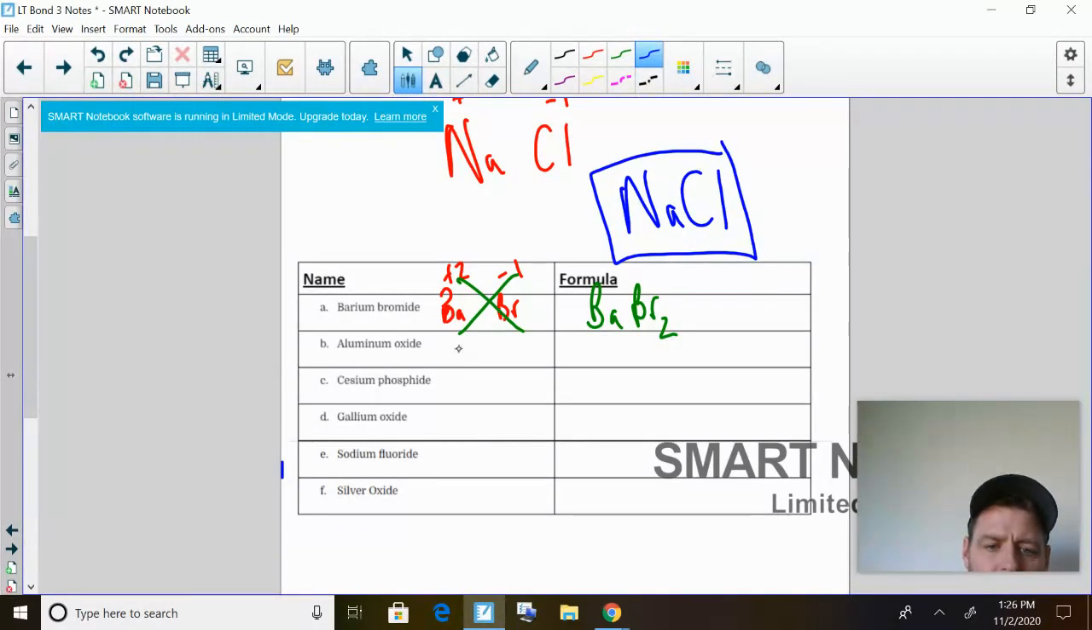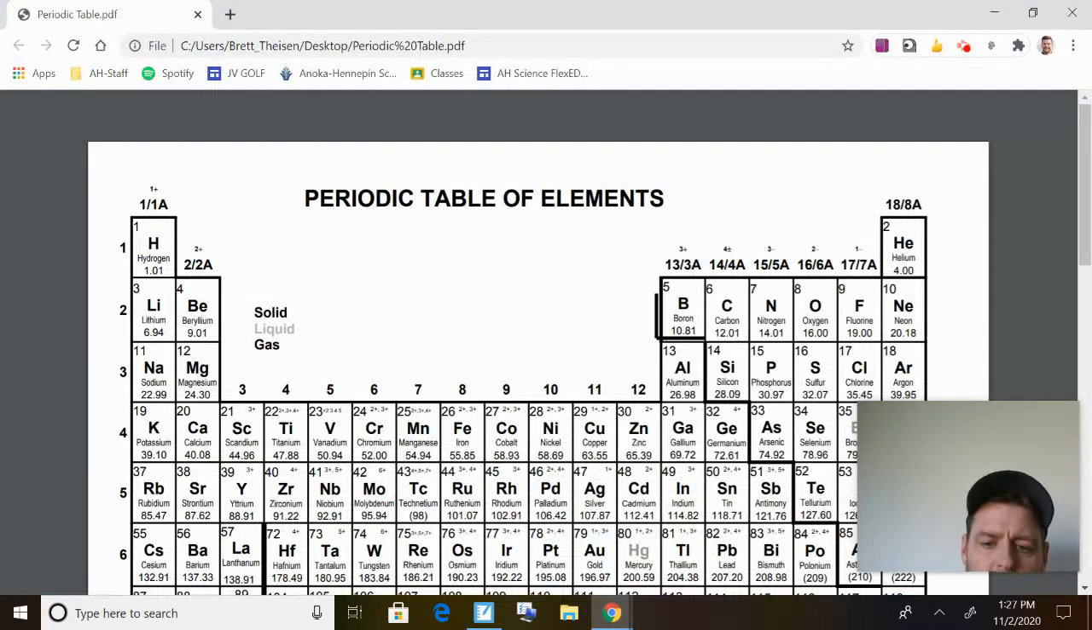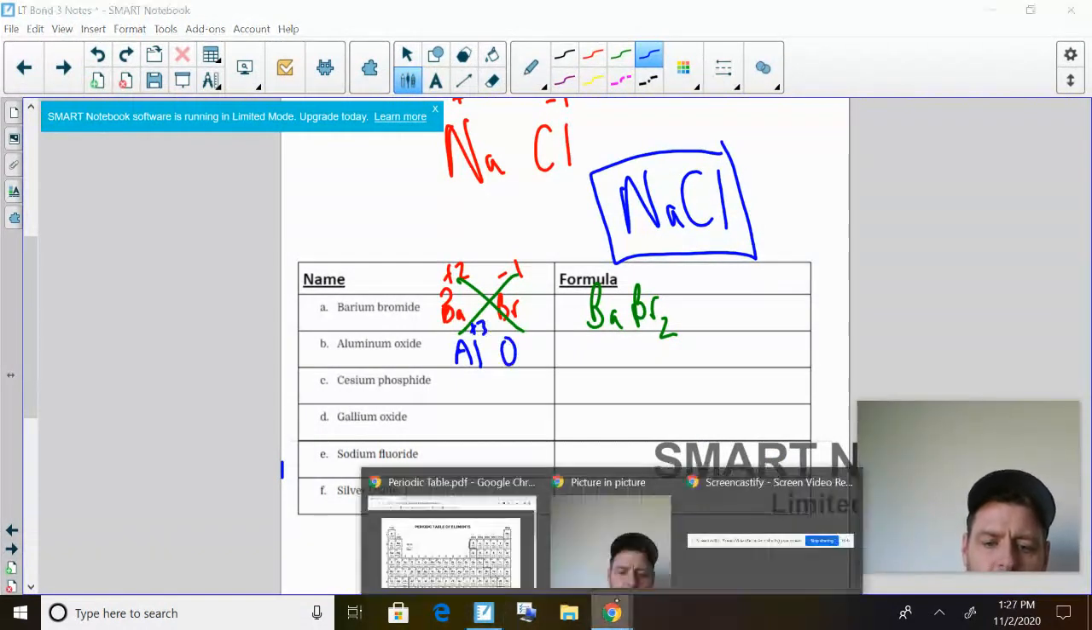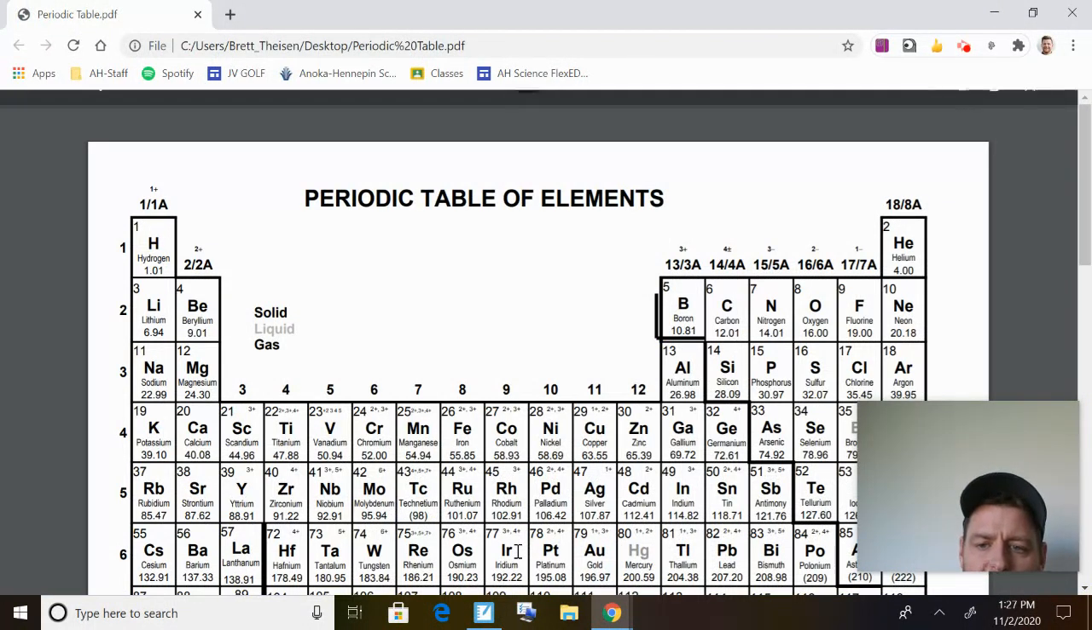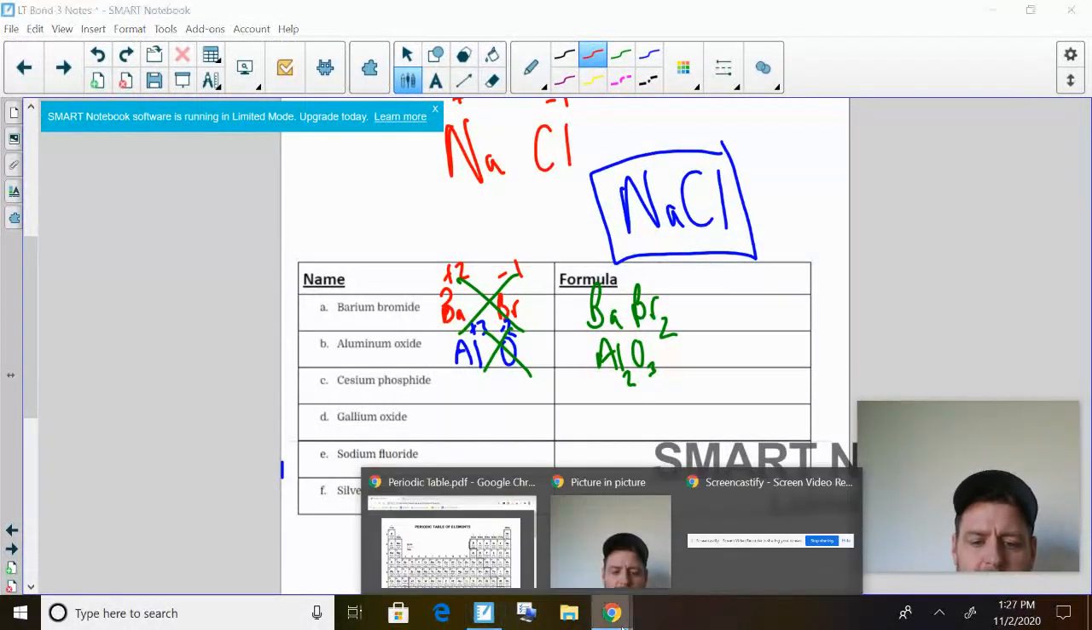All right, let's do aluminum oxide. Aluminum is a +3 metal. Oxygen is a -2 nonmetal. Are they equal? They are not. Crisscross. Al2O3. Bam. If I do that, that's going to give me the +6 and -6. All right. Why don't you pause the video here and do the rest on your piece of paper quick.